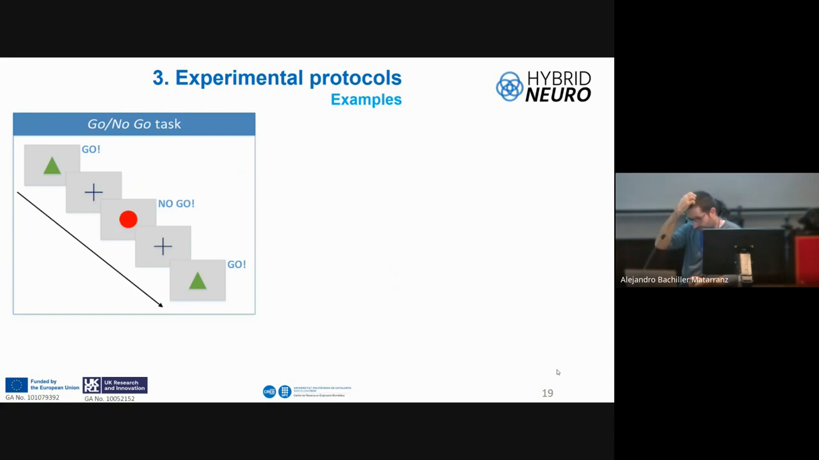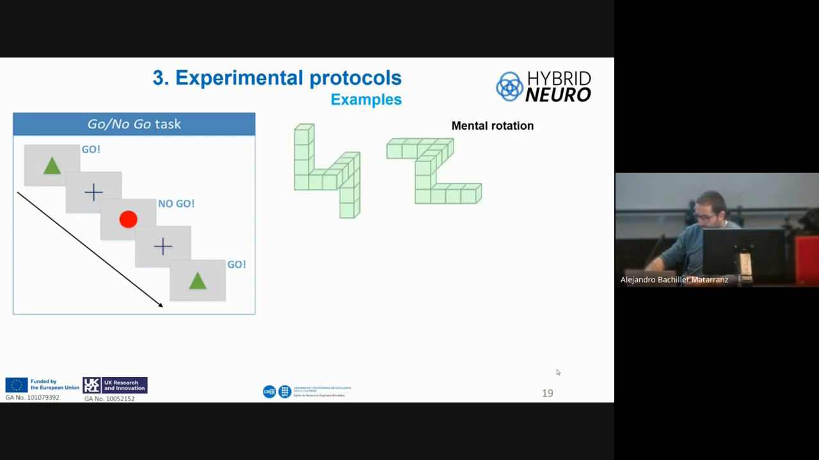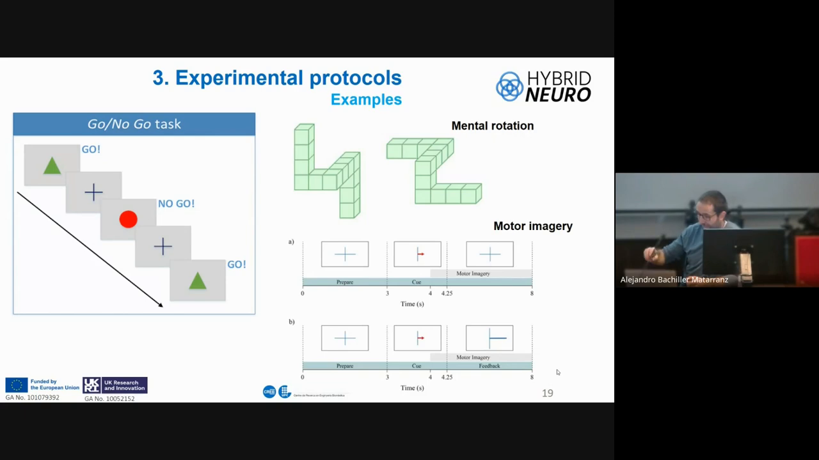Another example is the go/no-go task. You have information about the target, and when it appears, you press a button, or you follow some instruction. Another kind of task is the mental rotation. Two figures appear, and you have to say if both figures are the same or not the same. There are two features to modify this kind of figure. One is the rotation, and the other is if it is a mirror image or not a mirror image.